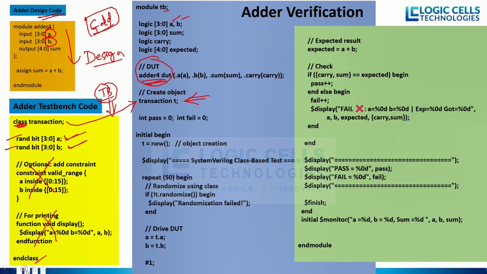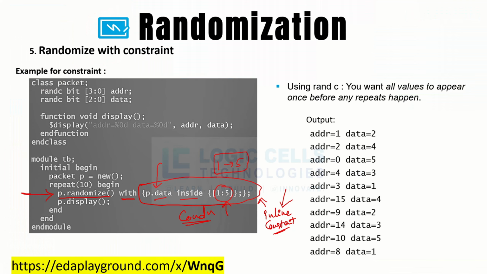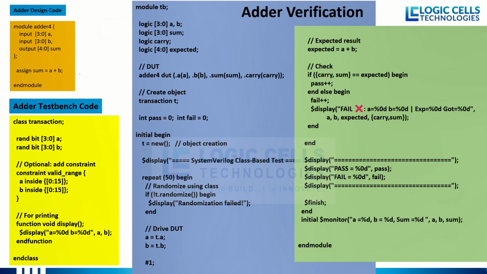Are we using the same class? Are we used in the previous example? Here class packet is used as packet P and we are calling new function. Correct? In the same manner here we are using this class transaction as T.